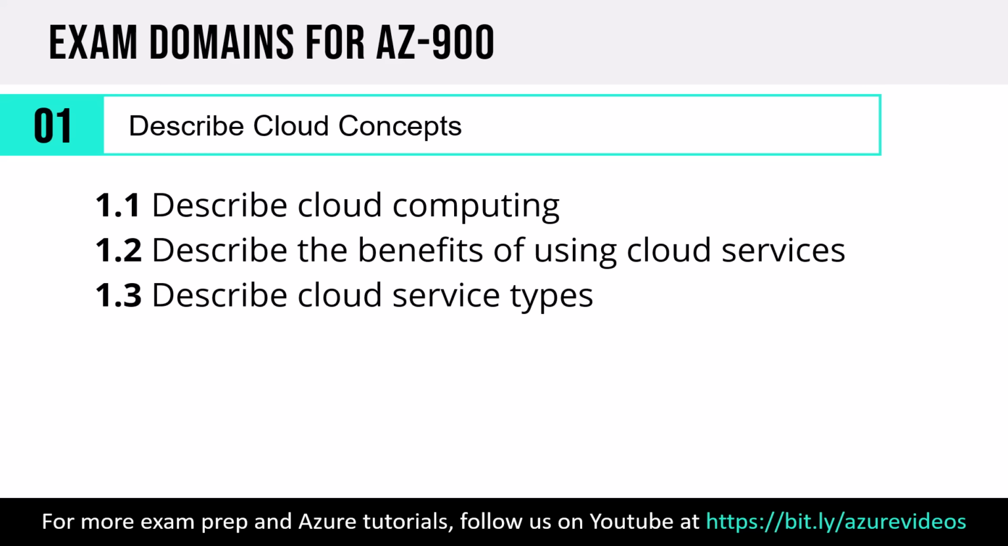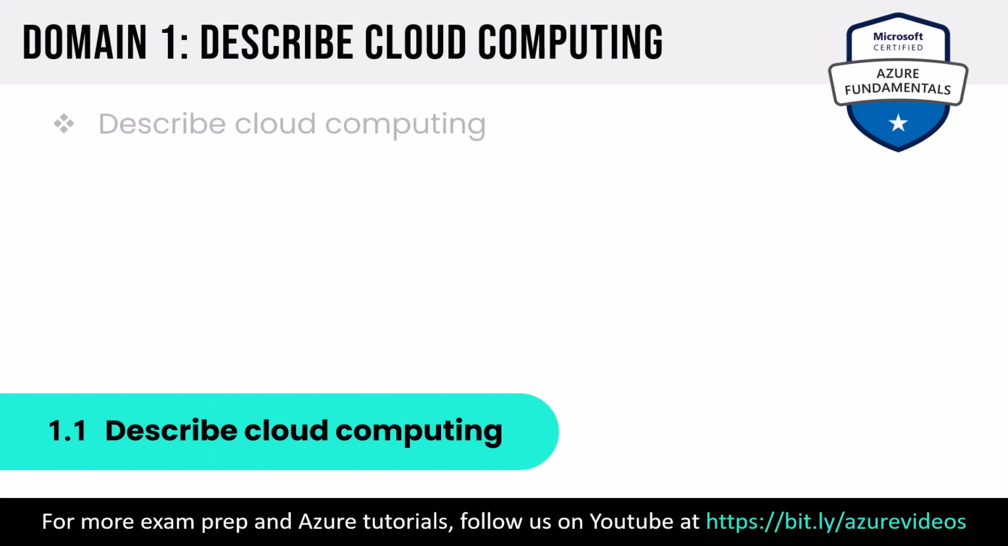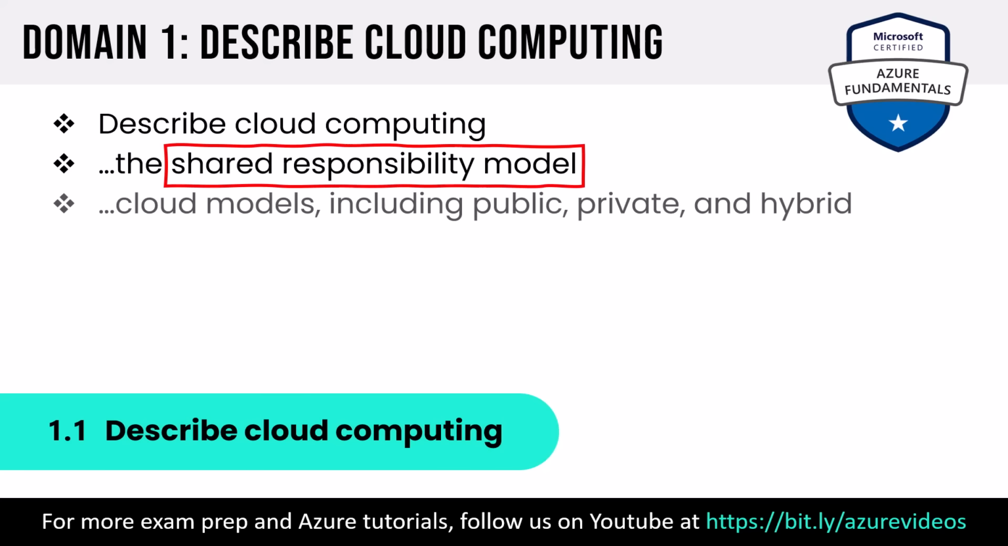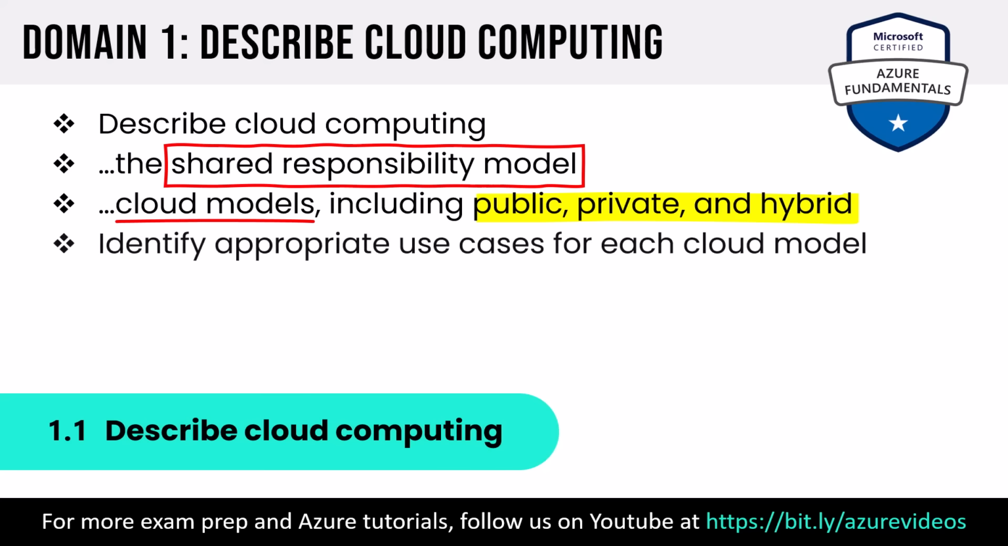So starting with 1.1, Describe Cloud Computing, we'll talk about the definition of cloud computing from 2 angles. We'll look at the shared responsibility model, something you should know well for this exam, and cloud models, including public, private, and hybrid. We'll look at appropriate use cases for each cloud model, so really their advantages and where they apply.